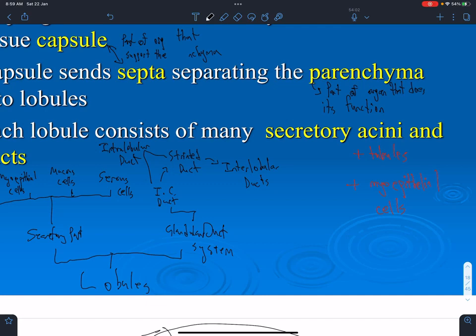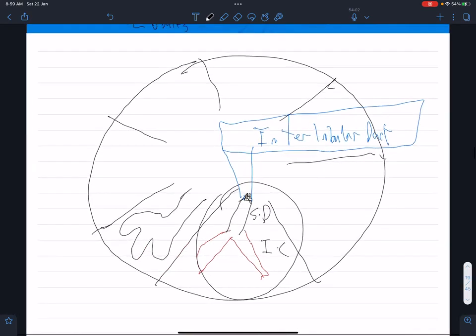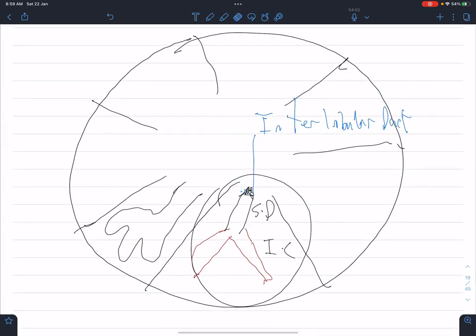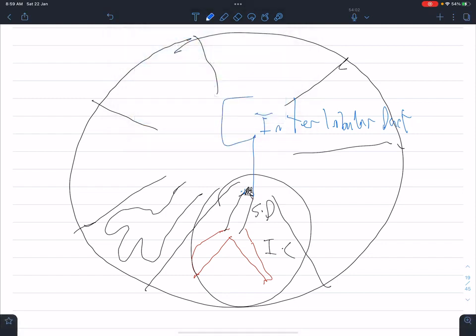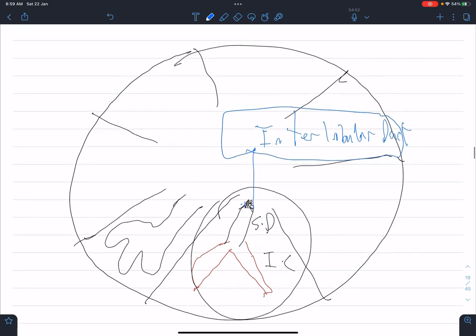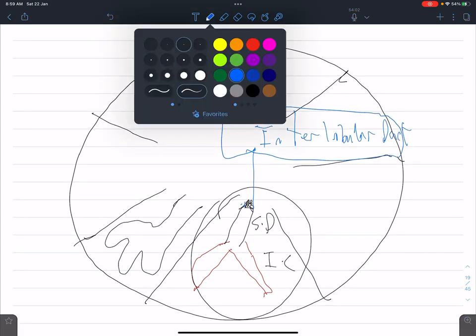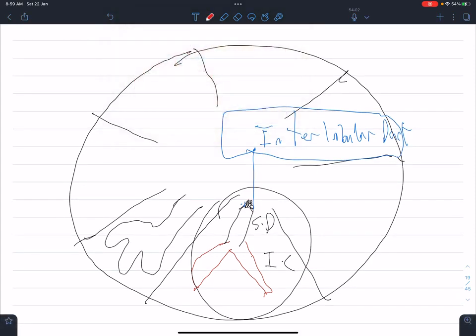Now your interlobular duct is not your main duct. It's not the final duct. Let's imagine right here, let's put it in the blue color again. Your interlobular ducts are the ducts found between each lobules, but they're not going to be the main duct that's going to be coming out of the salivary gland. These interlobular ducts are going to drain into the final duct, the main duct, coming out of the salivary gland, all right?